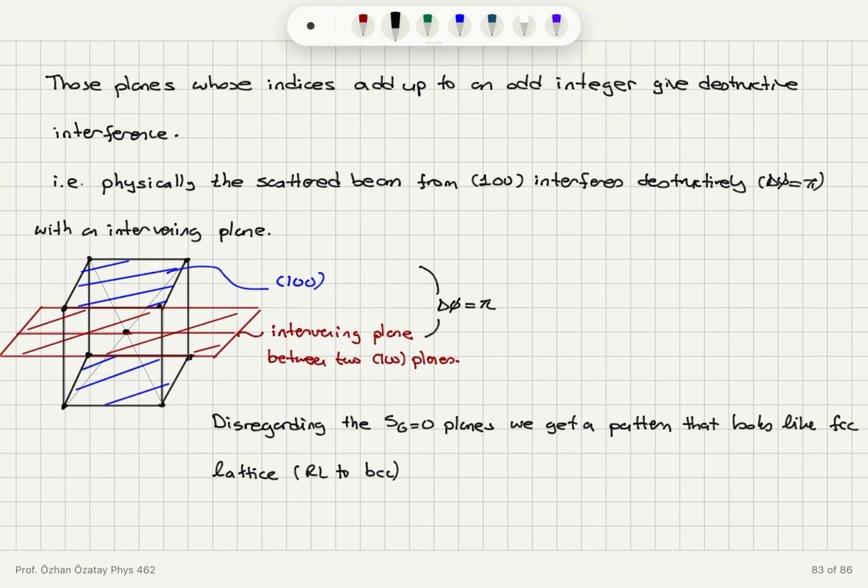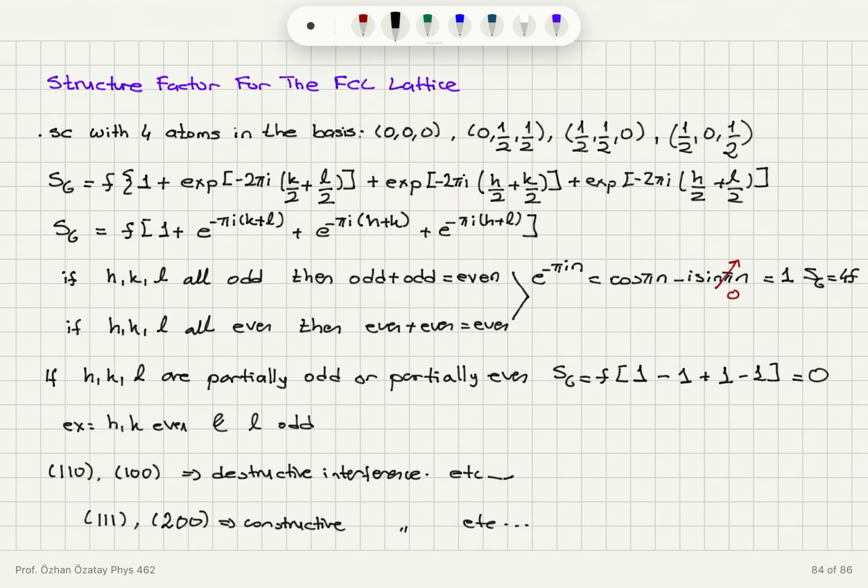Disregarding the SG is equal to 0 planes, we will get a pattern that looks like a face-centered cubic lattice, because the reciprocal lattice to body-centered cubic lattice in our discussion of Brillouin zones, as we have shown, is a face-centered cubic lattice. Okay, so let's do the same exercise for the face-centered cubic lattice.